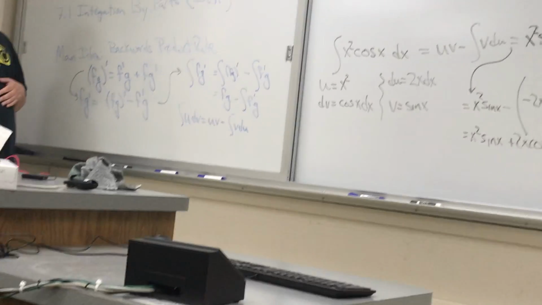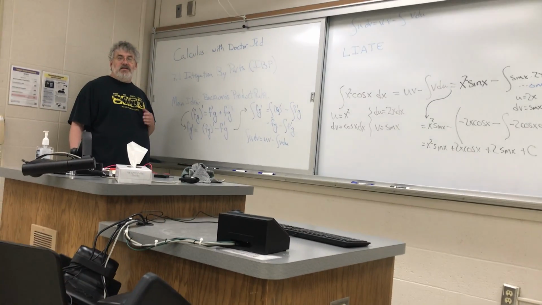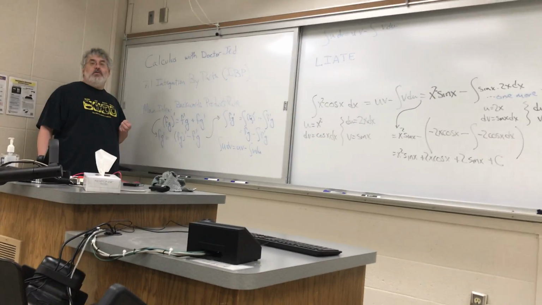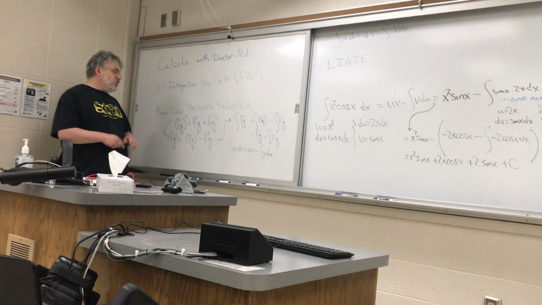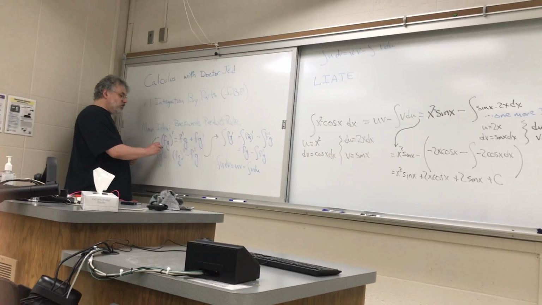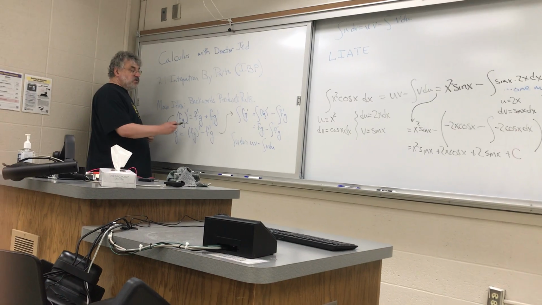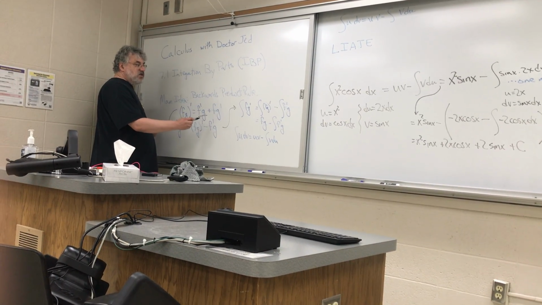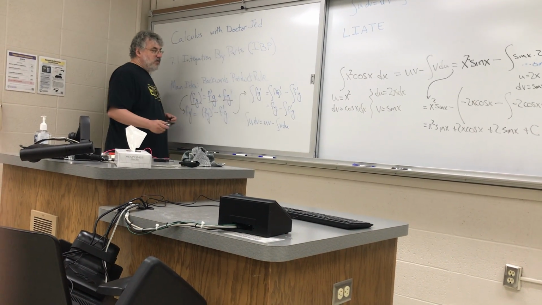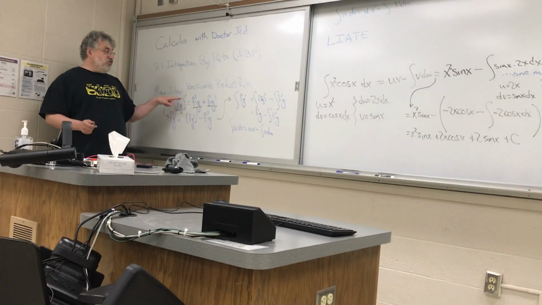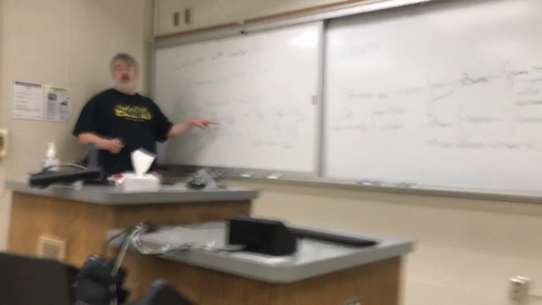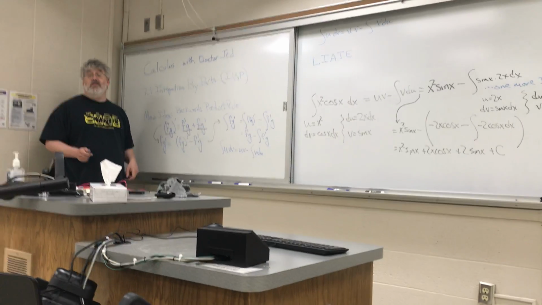Integration by parts, the basic idea here, it's a complicated thing, but it's really not that complicated. The idea is we're going backwards with the product rule. If you remember the product rule, you take two functions, multiply them together. The derivative was the derivative of the one times the other, plus the derivative of the other times the one, right? The derivative of fg is f prime g plus g prime f. I moved the order there for a reason.